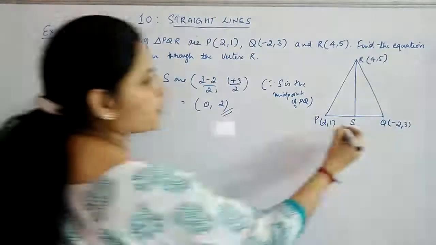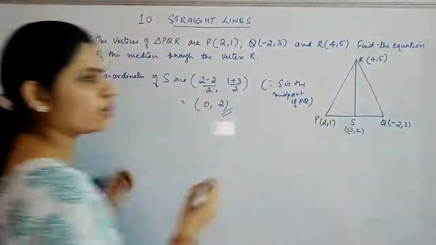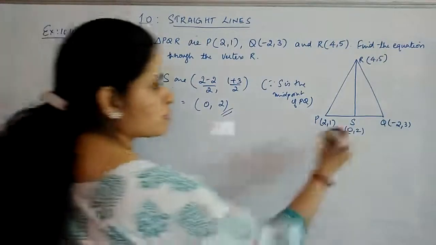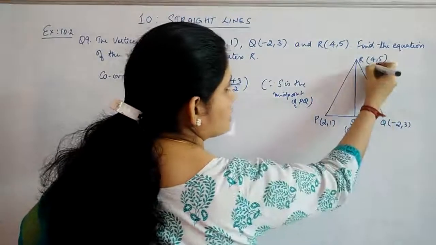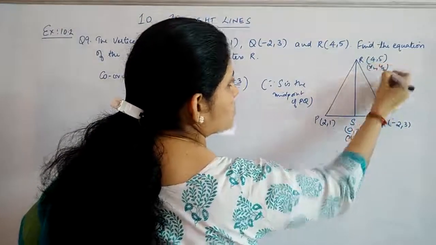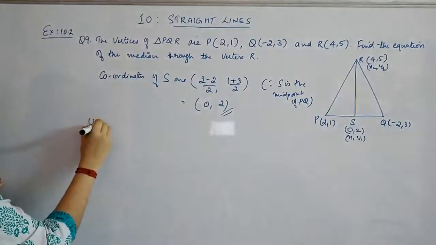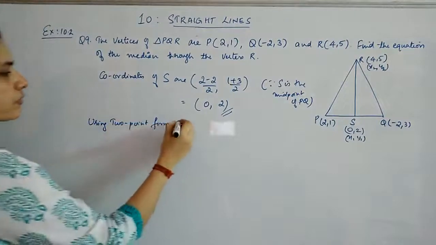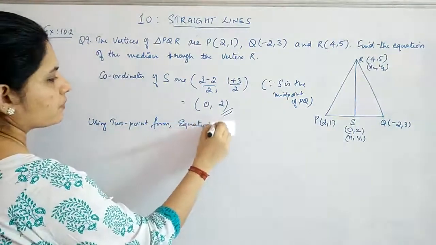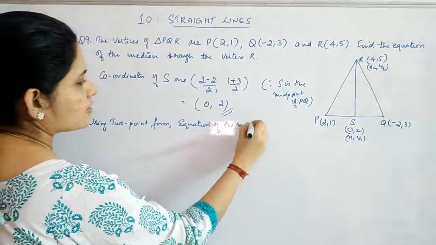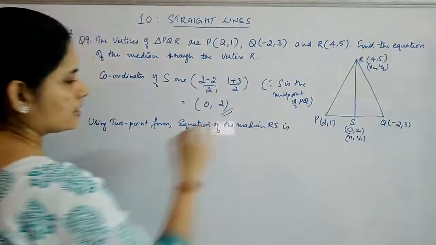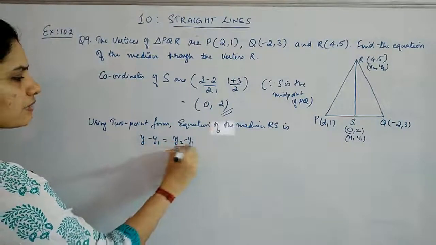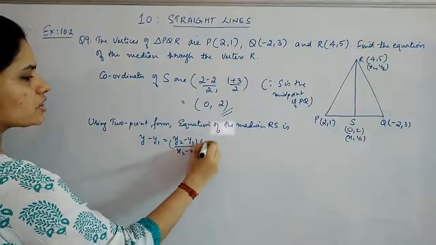Now actually you have 2 points, which are (0, 2) and (4, 5), on the same line. So you can use your 2-point form in order to get the equation. Suppose this is x1, y1 and this is x2, y2. Using the 2-point form, the equation of the median RS is, what is the 2-point form? y minus y1 is equal to (y2 minus y1) by (x2 minus x1) into (x minus x1).